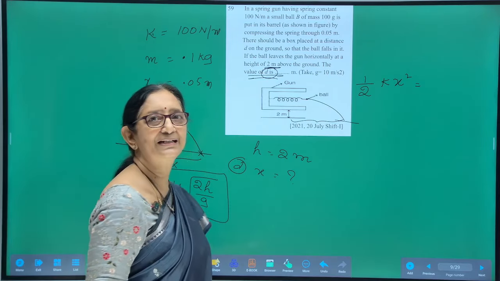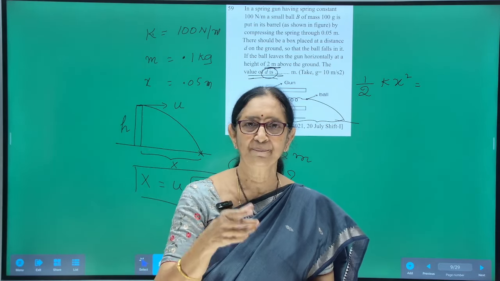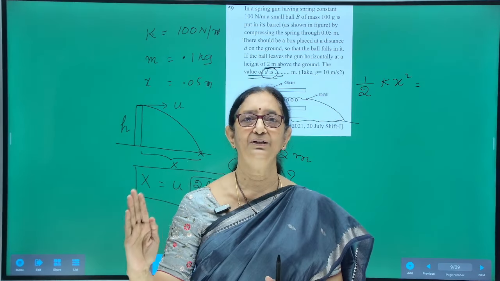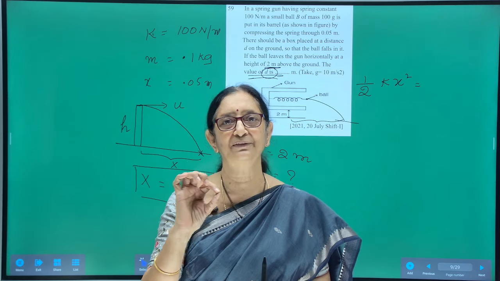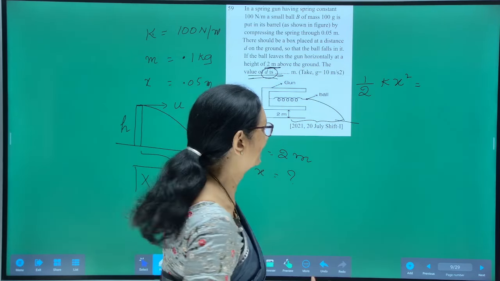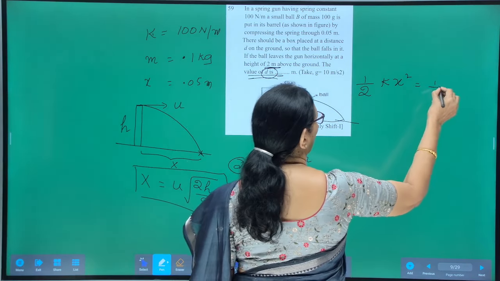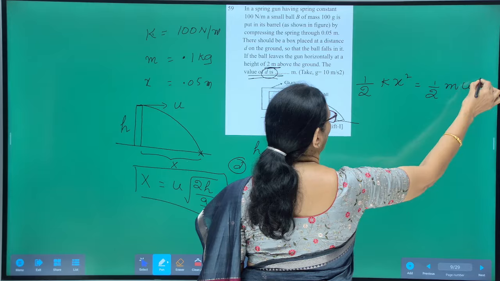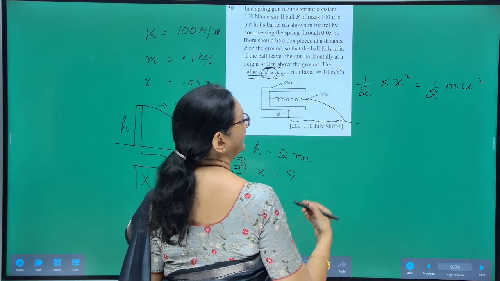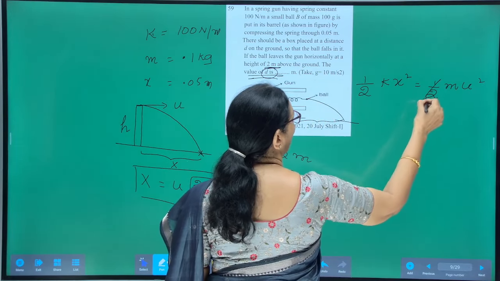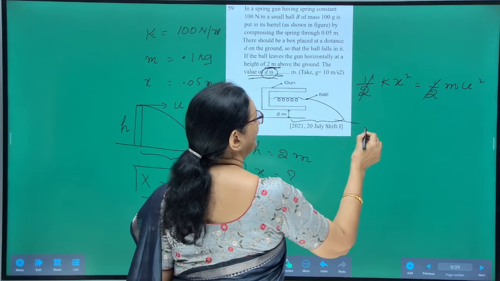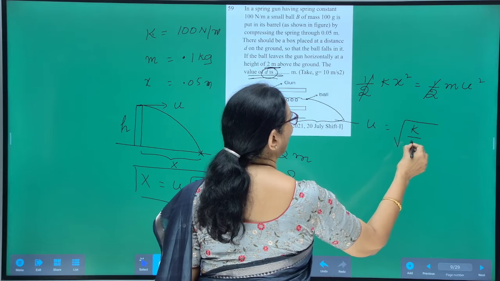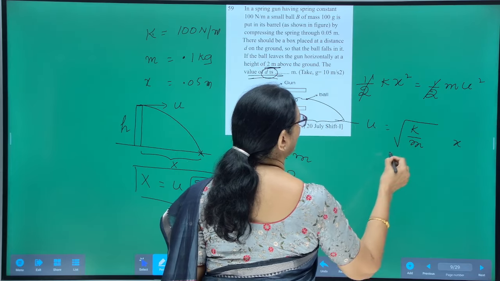That is the principle of a gun, isn't it? The potential energy of the compressed spring will be converted into the kinetic energy of the bullet coming out of the gun. So, half k x square is equal to half m v square. If you take it as u, half m u square, the halves get cancelled. So, u is equal to square root of k by m into x.